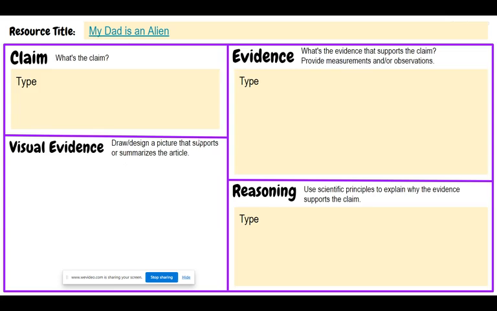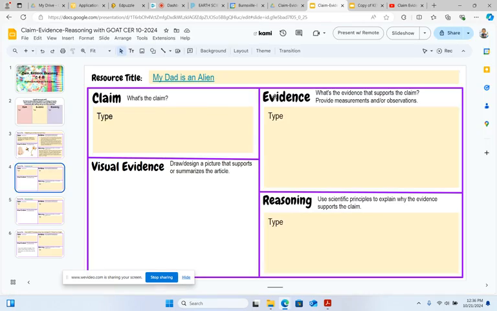Visual evidence. It says you can draw or design pictures. If you're able to do that, we don't have a stylus or anything, so to summarize the article we can skip the visual evidence for this one, I think. But write your evidence in here. So you're going to be able to type right in. I'm clicking the wrong way here. You should be able to type in this document. You may have to make sure you don't have it in presentation mode, and then you can type on it, okay? What's the evidence that supports the claim?